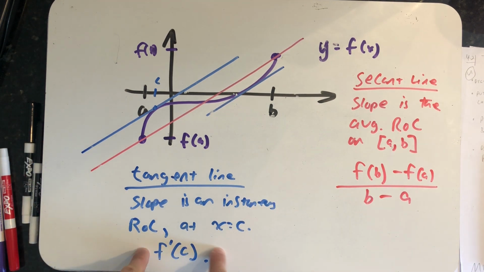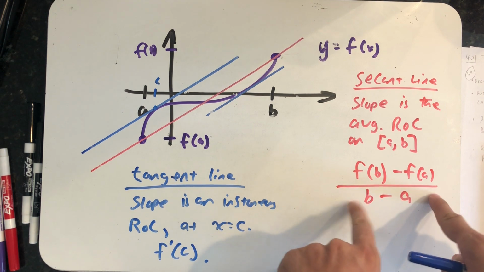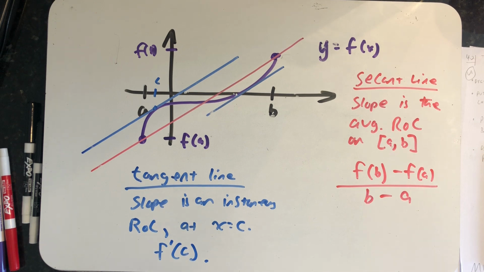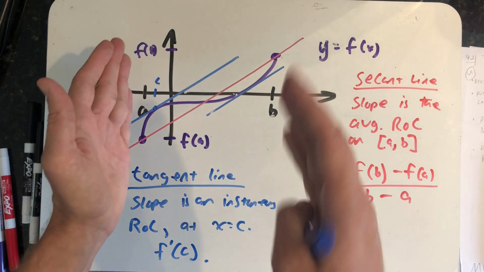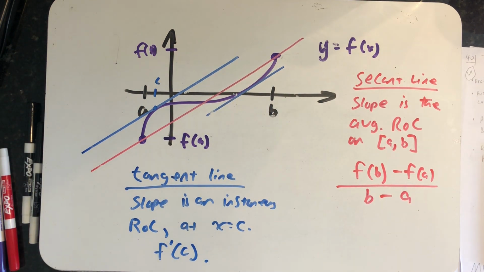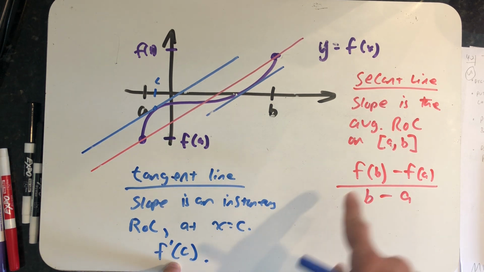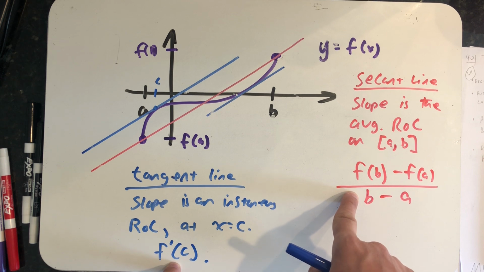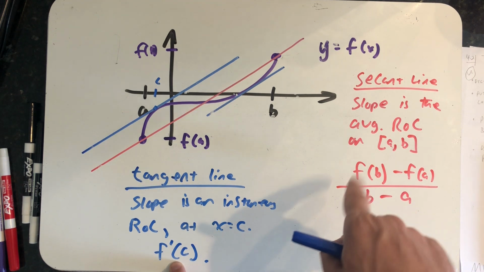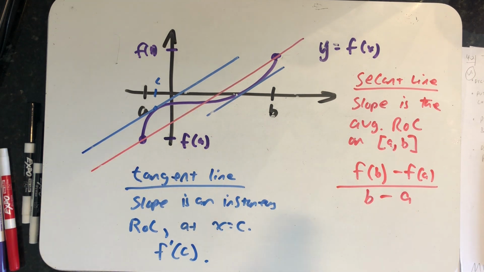That f prime of C is equal to f of B minus f of A all over B minus A. And this is what the mean value theorem says, that if I have a function that is continuous on the closed interval, differentiable on the open interval, there is at least one value C between A and B where the first derivative is equal to the slope of that secant line. There's at least one spot where the instantaneous rate of change is equal to the average rate of change. This is what the mean value theorem says. In the next video, I'll write the mean value theorem down formally and we'll do an example.